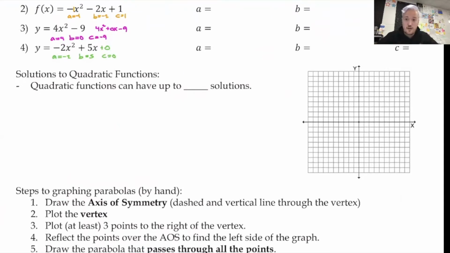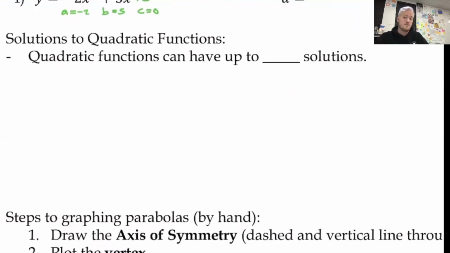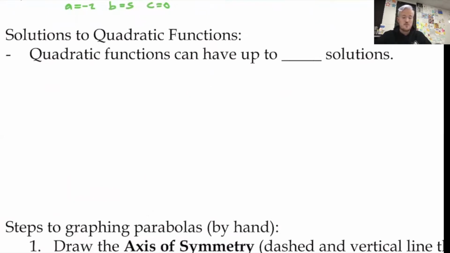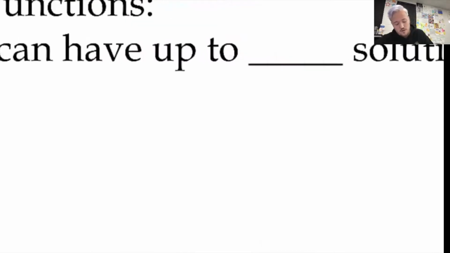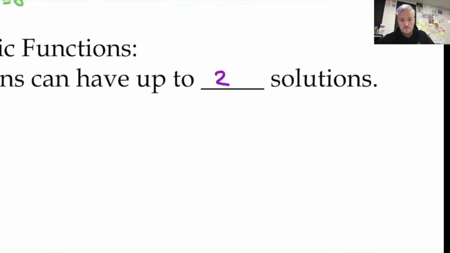All right, so kind of looking more at the solution side of quadratics, we want to determine how many solutions we can actually have. So kind of think of it. Our parabola is a cup shape or a U-ish shape. That means it has two opportunities to cross the x-axis, which means you can have up to two solutions.